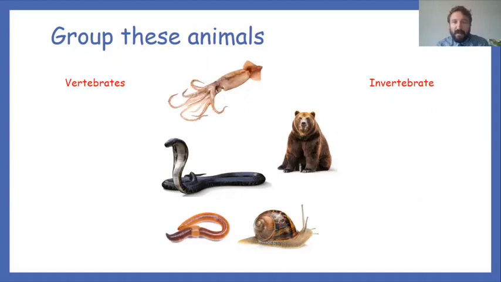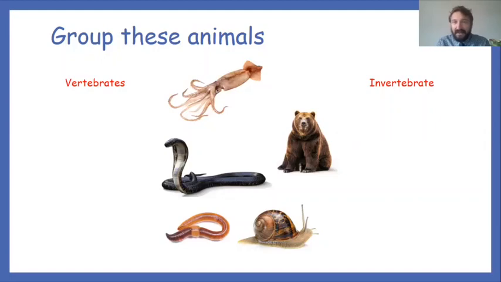Let's have a look at the snake. So is a snake an invertebrate or a vertebrate? Well, actually, a snake is a vertebrate, okay? It has a backbone, which is quite strange because the worm and the snake, you would say, are very similar, but not so true because the worm is an invertebrate. The bear is definitely a mammal, so therefore it is a vertebrate.